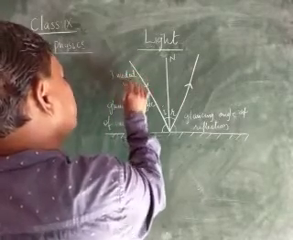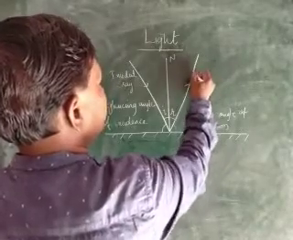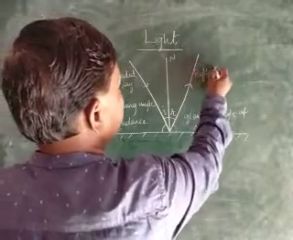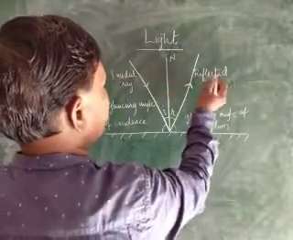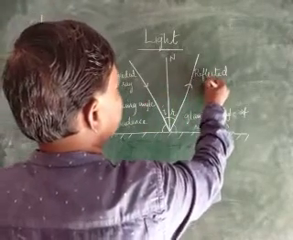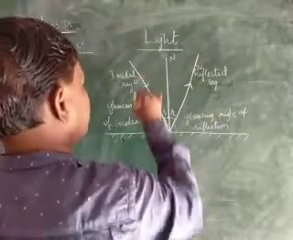You should draw this figure, children, compulsorily, and you should practice this figure. When we come across reflection, you should draw this figure. Okay, children. This is the reflected ray. This is the incident ray.